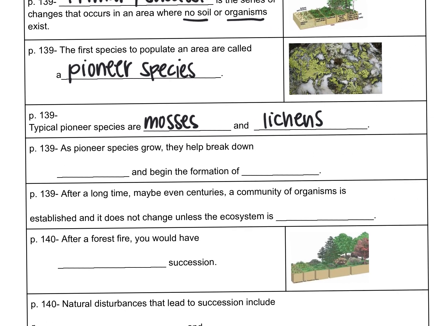As these species grow, they break down rocks and they can help start the formation of soil. After a long time, maybe even centuries, hundreds of years, a community of organisms is established, and it does not change unless the ecosystem is disturbed.